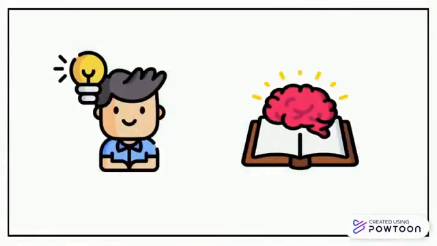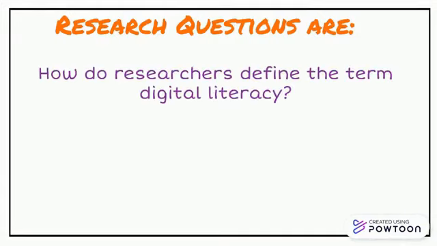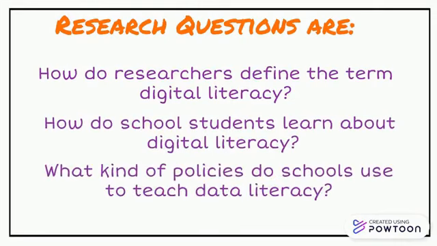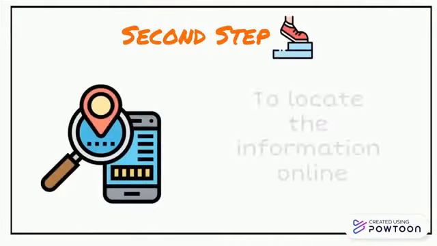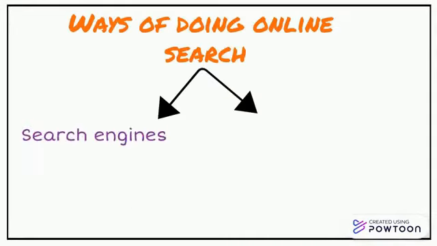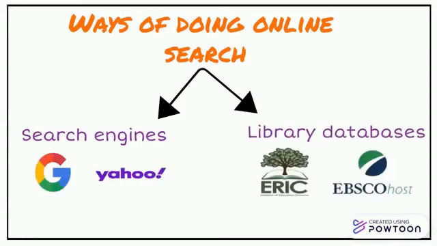Let us assume in this case you want to search how researchers define the term digital literacy, how school students learn about digital literacy, what kind of policies do schools use to teach this topic. The second step is to locate the information online. There are two ways of doing online search. You can use web search engines like Google, Yahoo, or you can use library databases like CRAAP Education Source.